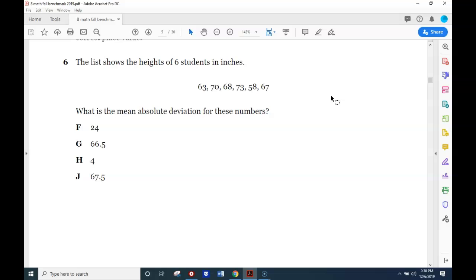Number 6. The list shows the heights of 6 students in inches: 63, 70, 68, 73, 58, 67. What is the mean absolute deviation of these numbers? F. 24, G. 66.5, H. 4, J. 67.5.